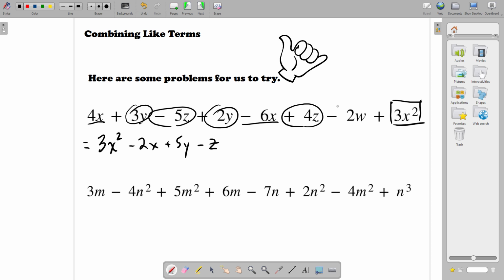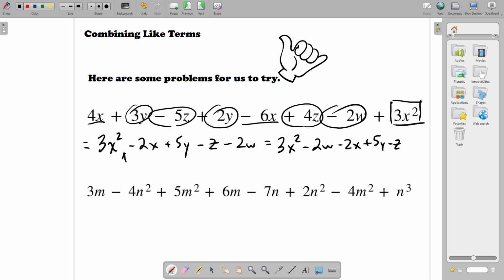And we have a negative 2w term here. That kind of snuck in there on me. It really should go right here. So I'm going to write it here, and then I'm going to rewrite this as 3x squared minus 2w. There aren't any other w terms. Then the minus 2x plus 5y minus z. And that's our final simplified expression where we have combined like terms.